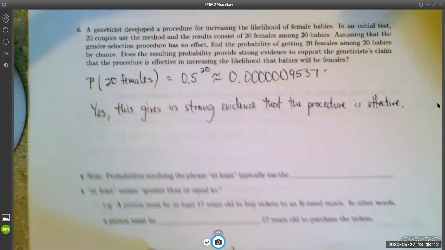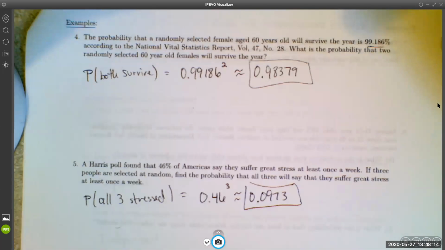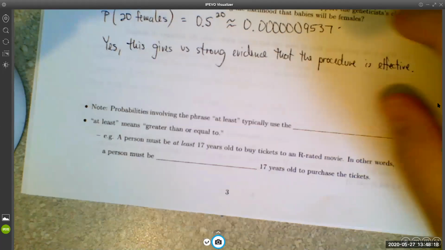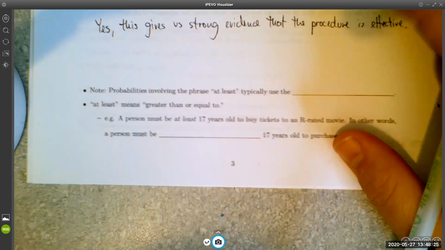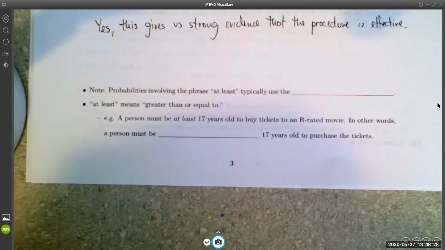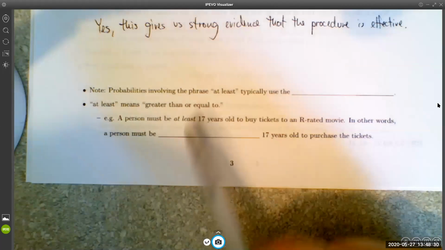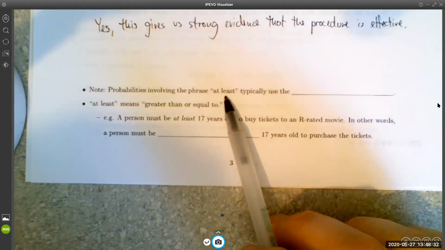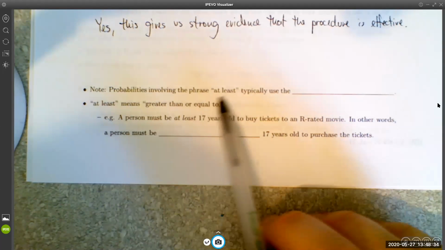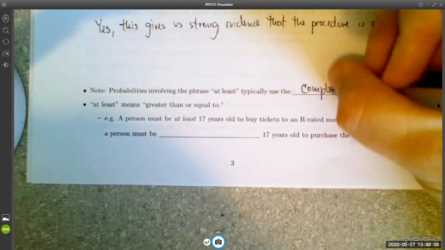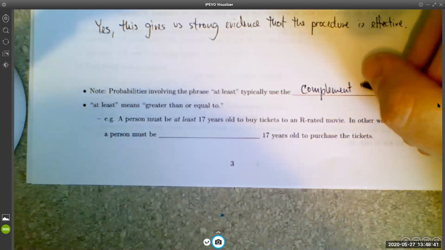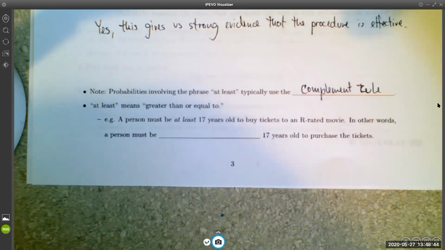Okay, so all of these things, I think, especially numbers 4 and 5, are fairly straightforward, but some of these problems can get pretty nasty. Before we go on and look at some of the more challenging ones, I just want to remind you about the complement rule and tell you about this phrase "at least." Probabilities involving the phrase "at least" typically use the complement rule, and that's especially true if they use the phrase "at least one." And we'll talk about why in a second.